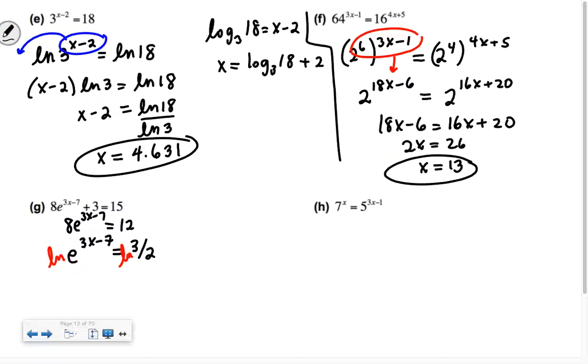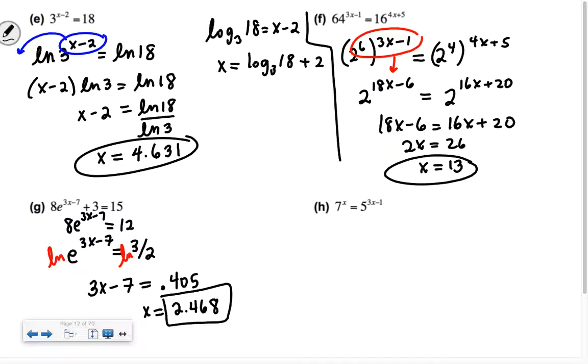All right, anyway, so I get 3x minus 7 is equal to whatever the natural log of 3 over 2 is. So I'm going to find that. Natural log of 3 over 2, or natural log of 1.5, is 0.405 something. Now I keep that number in my calculator. And I'm going to add 7 to it and divide by 3. That way I have a precise answer, 2.468. Okay, so keep the number in your calculator as you're doing your computations.